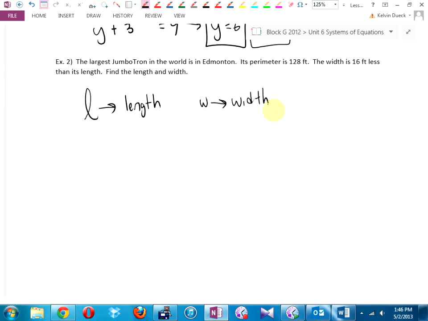Its perimeter is 128 feet. Now, it's a rectangle. How do you find the perimeter of a rectangle? What is perimeter, first of all? Now, we haven't done it yet this year. We're asking you to go way back. Sorry? Outside, it's the distance around the outside.